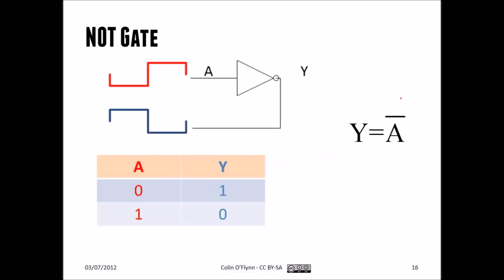The final one of the three very basic gates we'll talk about is the NOT gate. And for the NOT gate, the output is simply the inverse of the input. So when the input's 0, the output goes to 1. When the input's 1, the output goes to 0. So y is not A, basically. And here, we show this by just putting a line over it. If we put a line over something, it means the output is the inverse of the input.